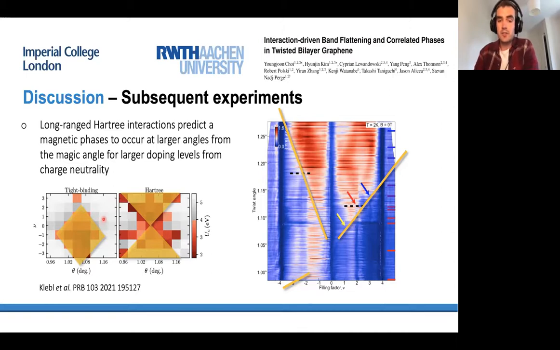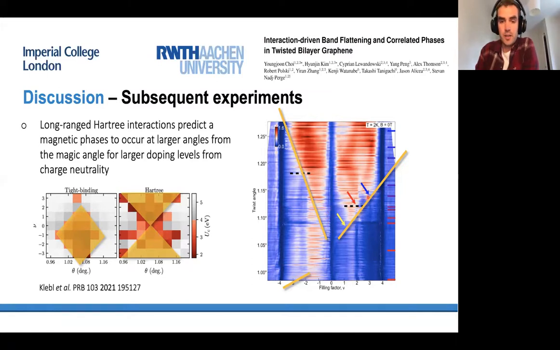Whereas when you include these Hartree interactions, we basically expect the opposite effect. As you move away in twist angle from the magic angle and to larger doping levels away from charge neutrality, we expect more magnetic phases to occur in the system. Interestingly, in some recent experiments by Youngjoon Choi, which we'll hear about in the next session, this is actually really similar to what has been recently observed. I'll just show you some quick results of this.